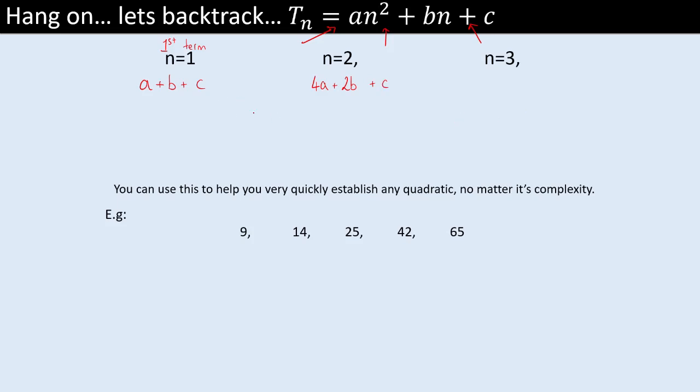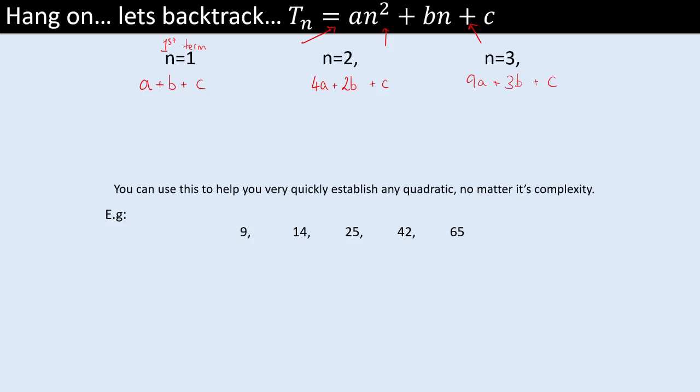And for when n is equal to 3, I would have 3 squared, which is 9a, plus 3 lots of b, plus c. I really need to get my words right.